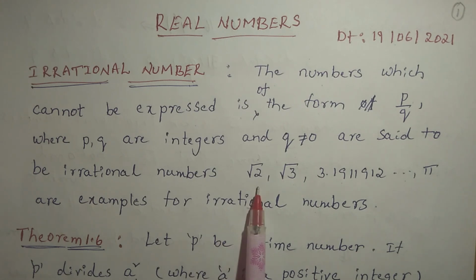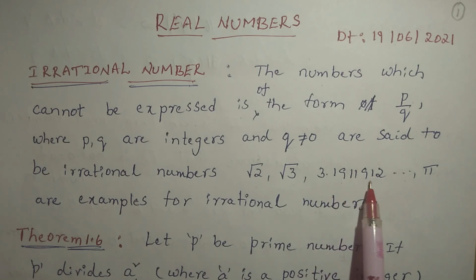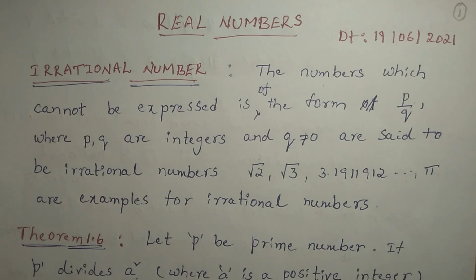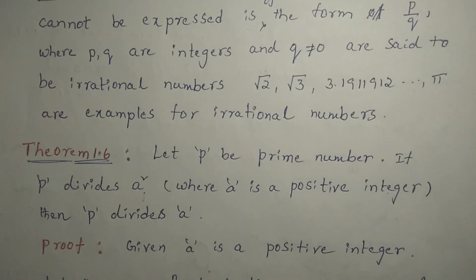For example, root 2, root 3, 3.1911912 and so on, pi. These are all examples of irrational numbers. Let us learn Theorem 1.6. It is used to prove that some real numbers are irrational numbers. Let us start today's class and read the statement.